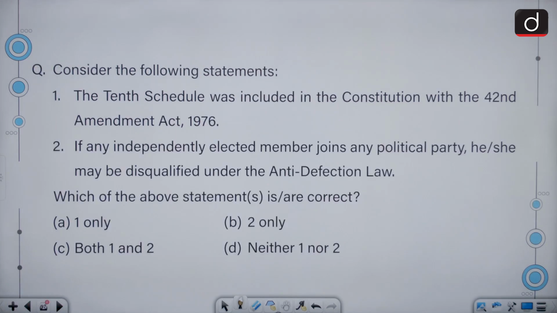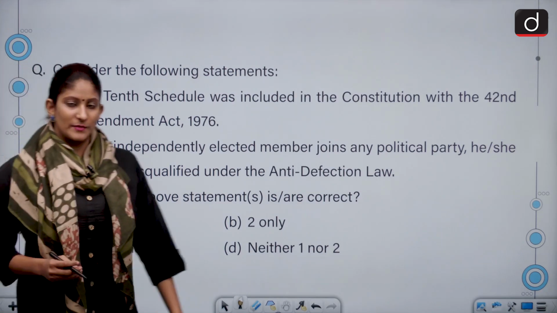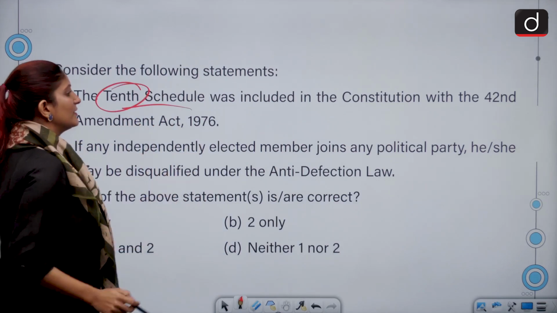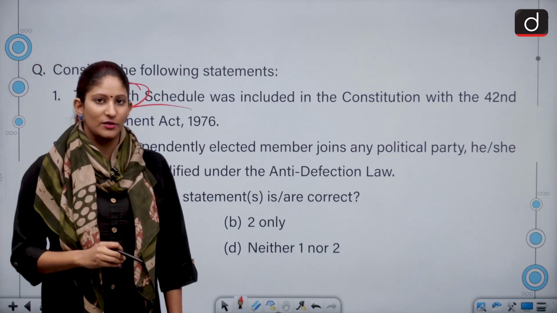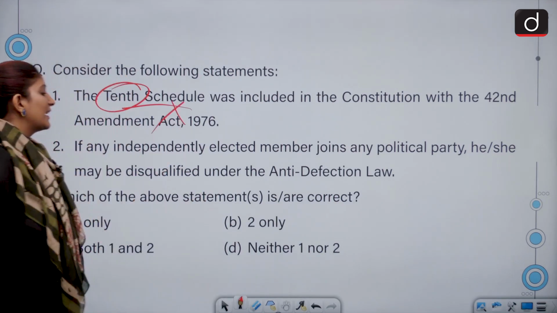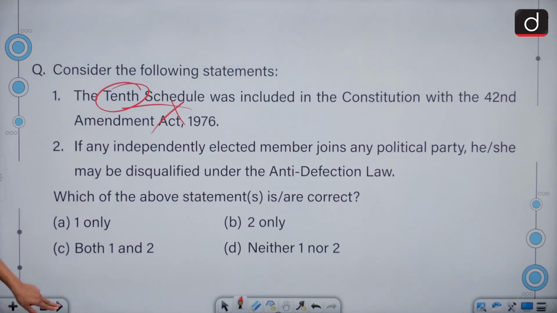Moving on to the next question, consider the following statements. The 10th Schedule was included in the Constitution with the 42nd Amendment Act of 1976. If any independently elected member joins any political party, he/she may be disqualified under the Anti-defection law. We have to select the correct statement. The first statement is definitely not correct because the 10th Schedule was added by the 52nd Amendment Act of 1985. The first statement becomes incorrect. The second is correct. The correct answer is option B, that is 2 only.